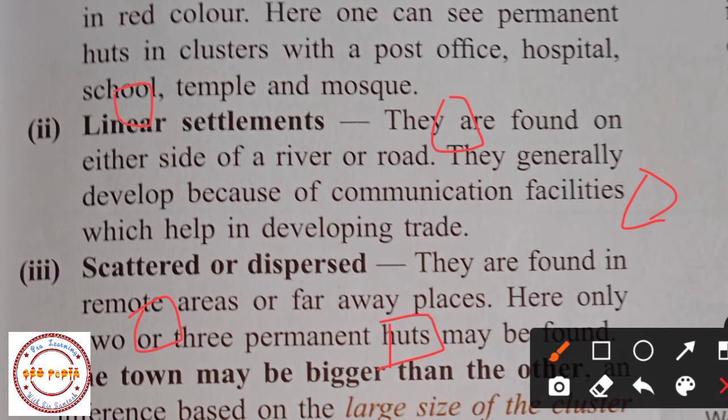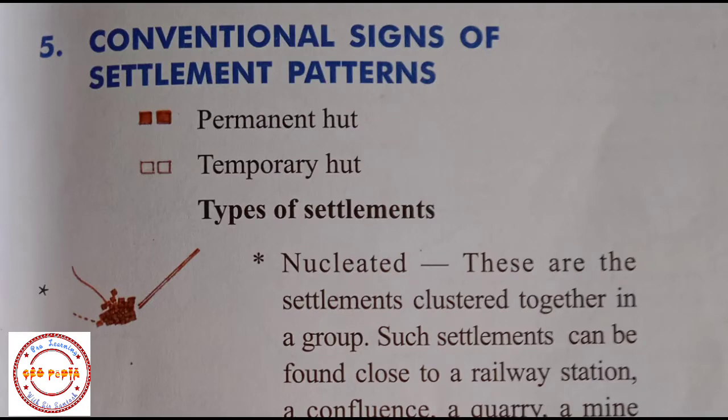So that's why they are in that region, people live in very few numbers, and they have enough space to live, so that's why they live far from each other, and this type of settlement is known as scattered settlement.